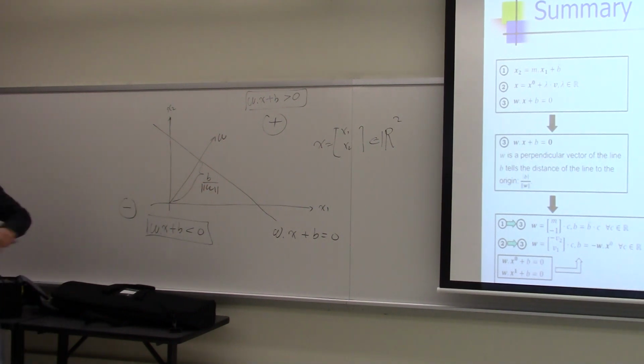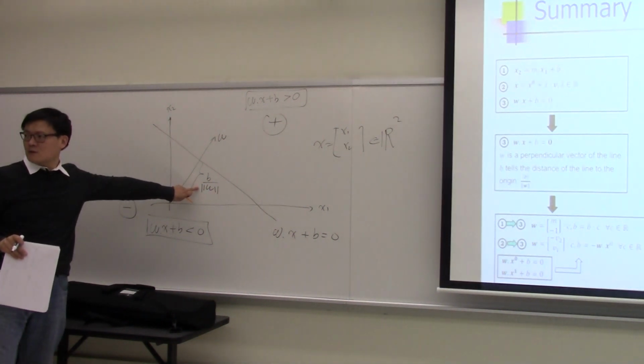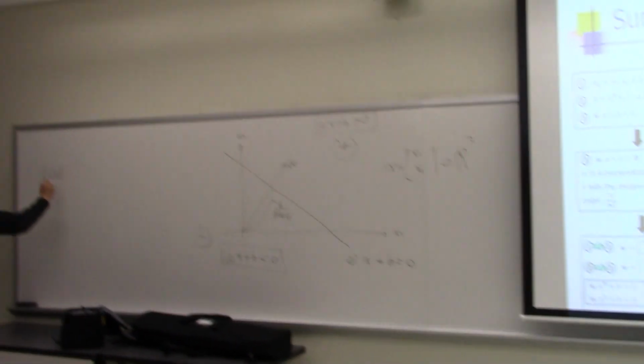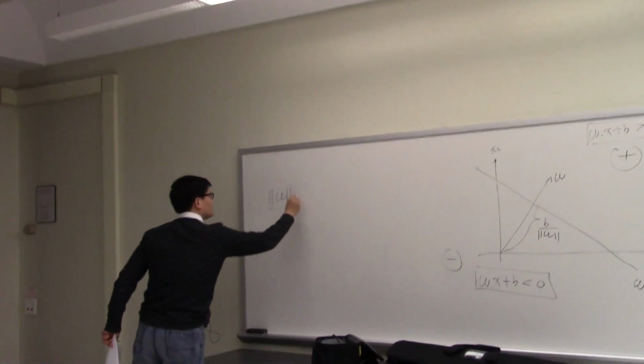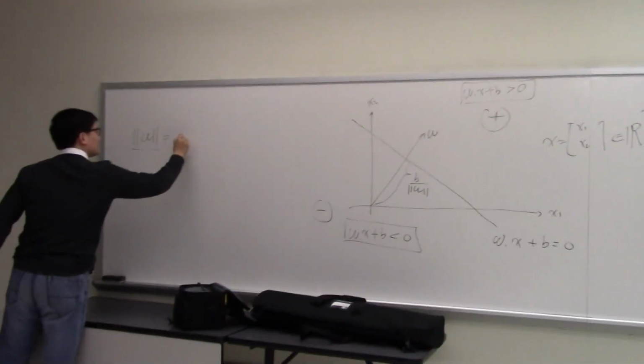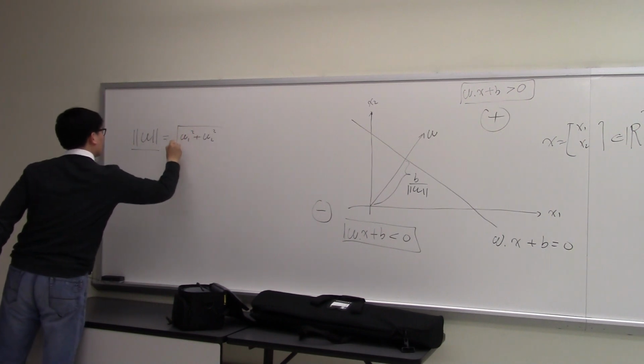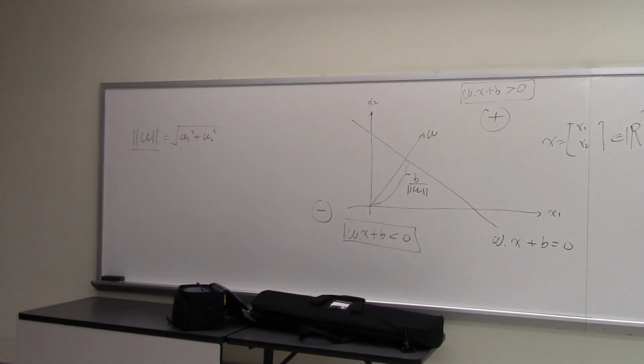Again, this is called the W 2-norm, which is the Euclidean distance of W to the origin. Make sure you understand the meaning. Basically, W is a direction that is perpendicular to the line. B tells you the distance of the line to the origin.